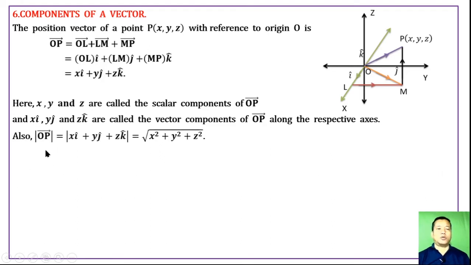Also, magnitude of OP is magnitude of xi plus yj plus zk cap and which is equal to square root of x square plus y square plus z square. OP hariba line segment asigi asangba sidi point P gi coordinate sing adugi square singi sum gi square root na pirani positive square root na pirani.